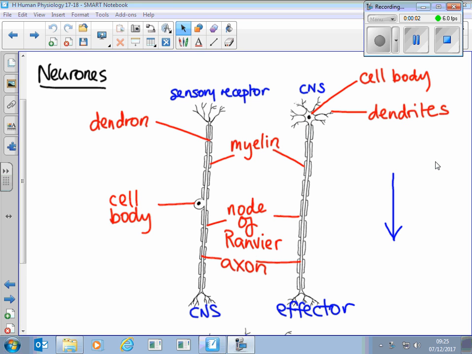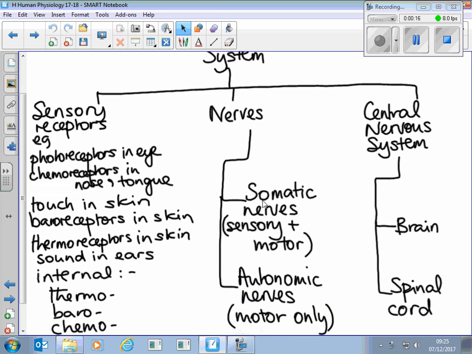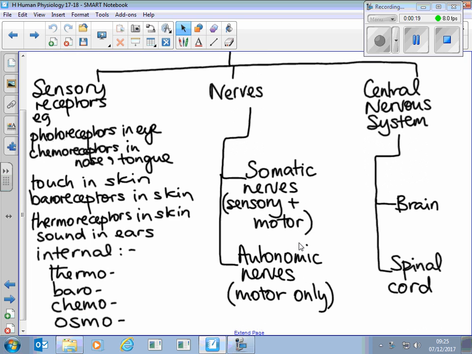Okay, yesterday then we had a look at the sort of overview of the nervous system. We looked at the component parts of it. We broke it down into sensory receptors, of which we had quite a selection there. We had the nerves that do the connections, so we had different types.